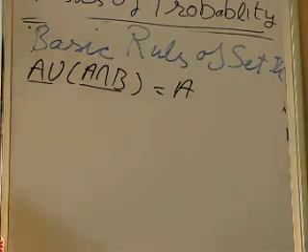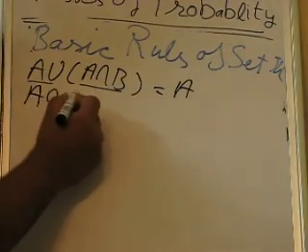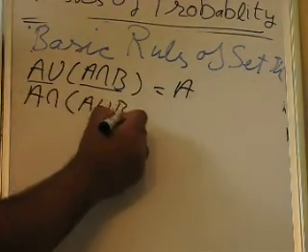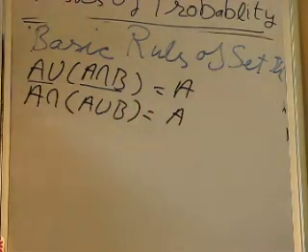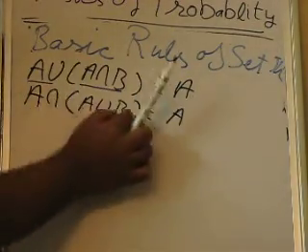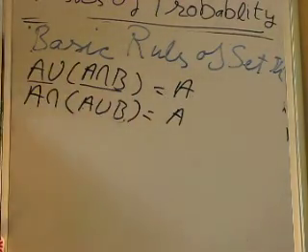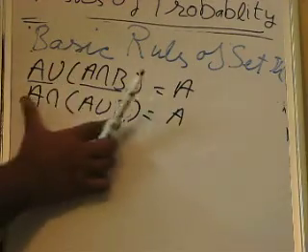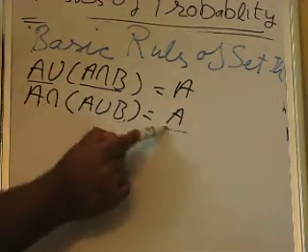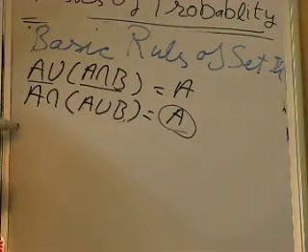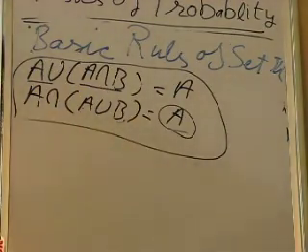Similarly, if you take A intersection (A union B), again you will get set A itself. Why? A union B is the sum total of all the elements of A and B. Now you take an intersection with A, so you are trying to find the common elements between A and A union B, which will be the elements of A. This is called the absorption law. Lastly, and the most important, is De Morgan's law.